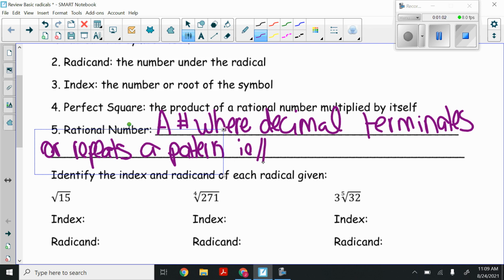So an example where it terminates, like 1/2, right? Because 0.5, the decimal stops. 3/4 is 0.75, it stops. The number 5 is a rational number because it's 5.0, it stops. 1/3, 0.33333, repeating, it repeats the exact same pattern over, so that is also considered rational.